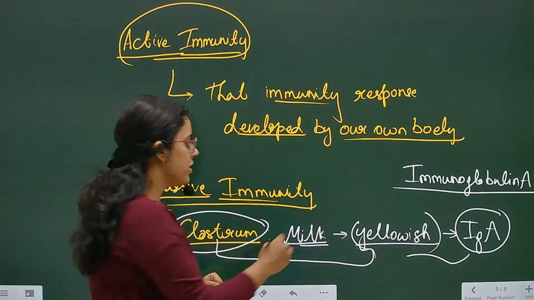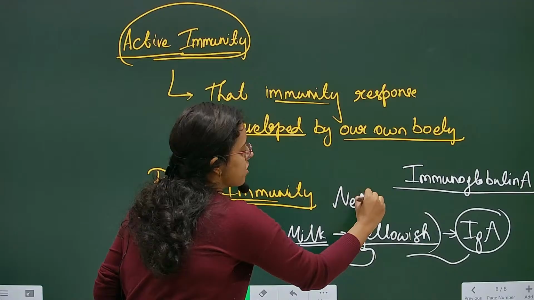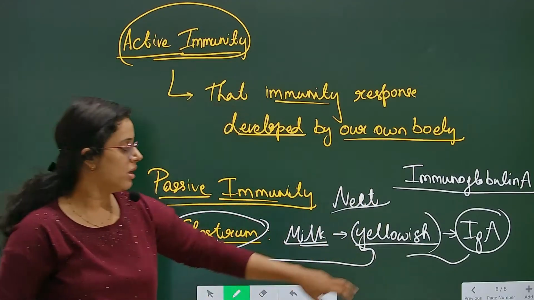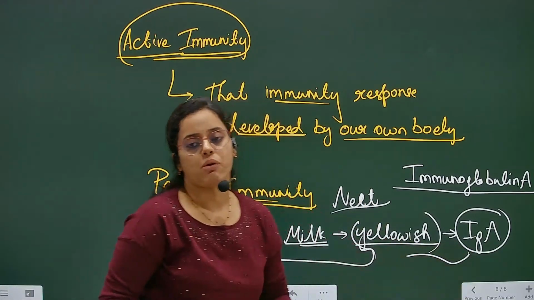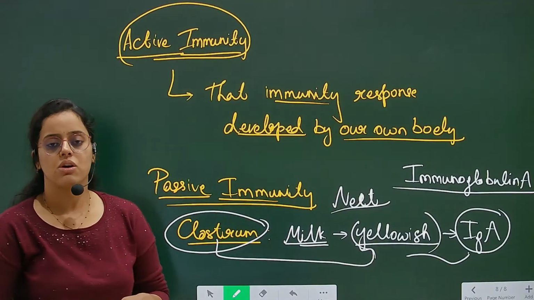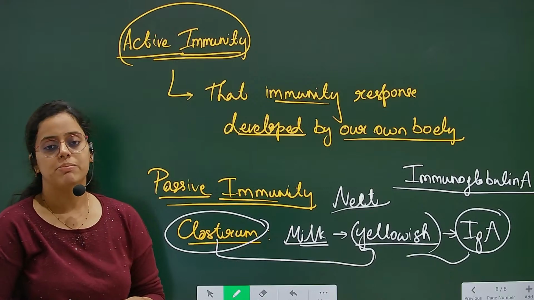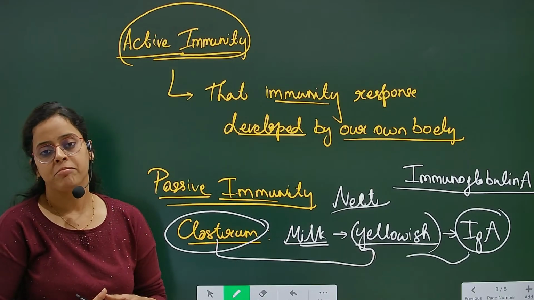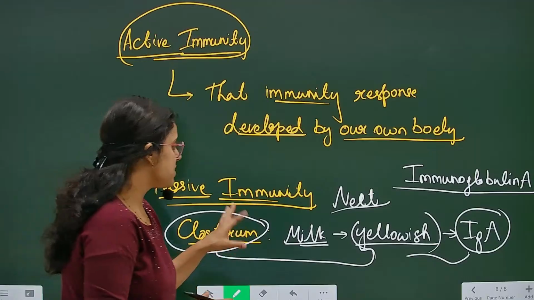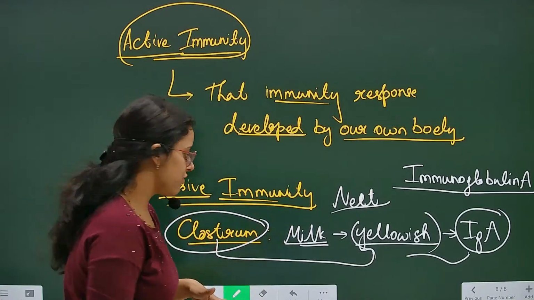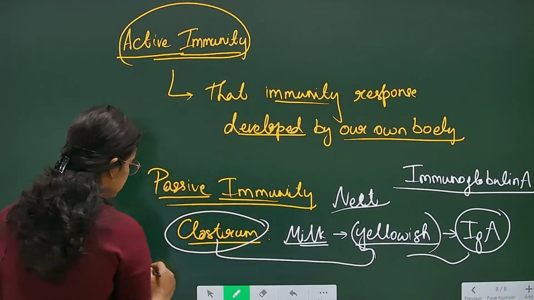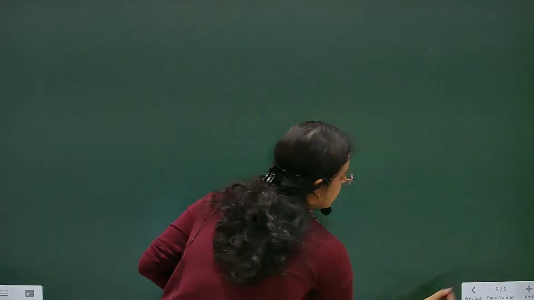This is a very important NEET question actually. Colostrum consists of which type of antibody? IgA antibody. This kills the virus, bacteria, and fungal infections that develop in babies. So this is passive immunity. Another example of passive immunity: placenta.